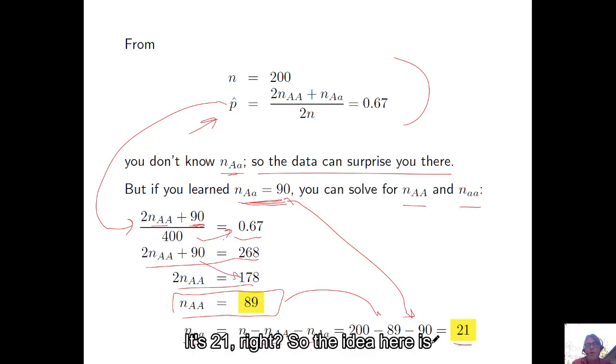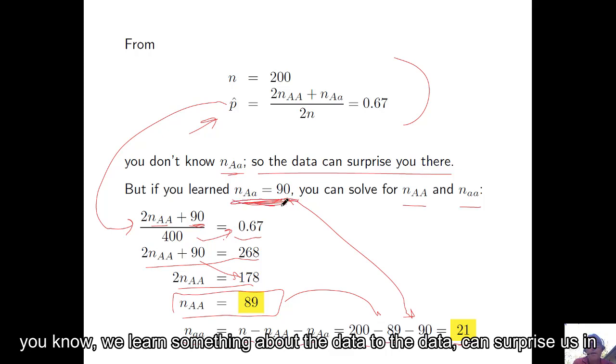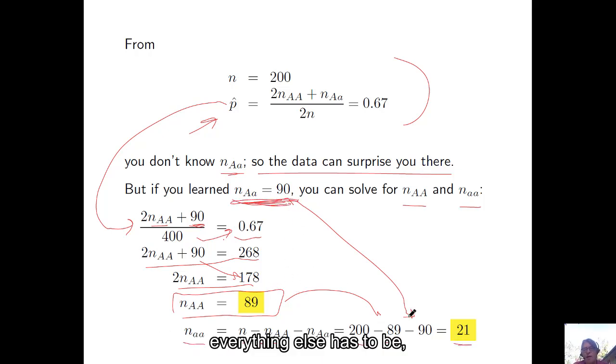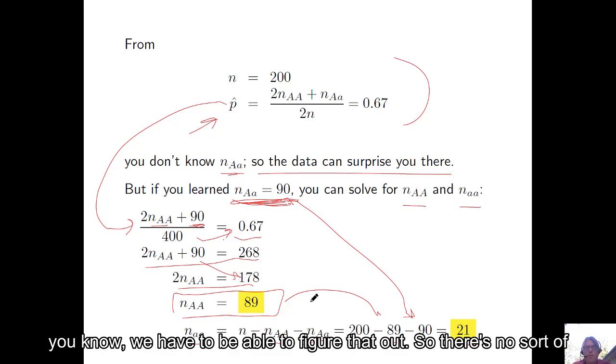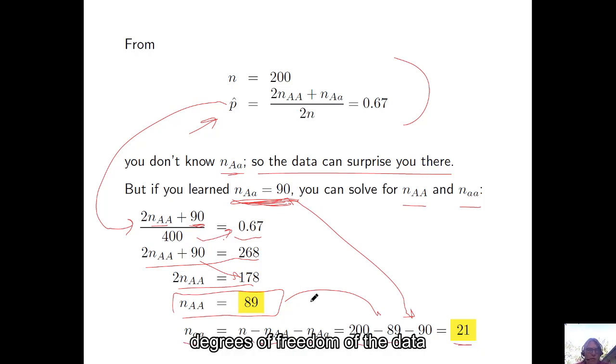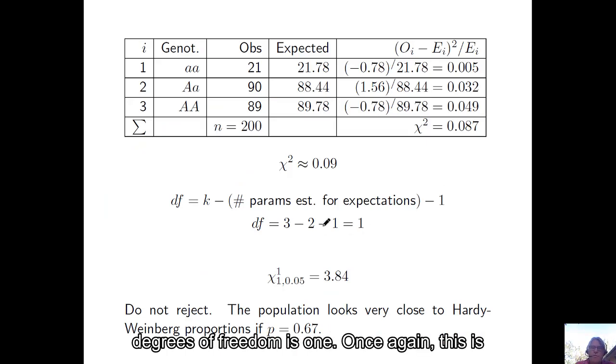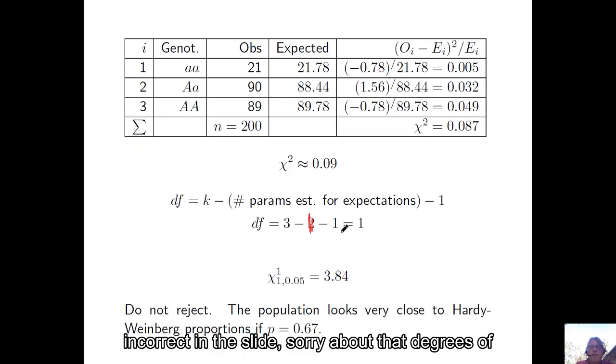So it's 21, right? So the idea here is, we learn something about the data can surprise us in this direction, but really once it does that, everything else, we have to be able to figure that out. So there's no sort of degrees of freedom of the data to vary from expectations. So that's where the term degrees of freedom comes from. So that's why the degrees of freedom is 1. Once again, this is incorrect on the slide. Sorry about that. Degrees of freedom 1.